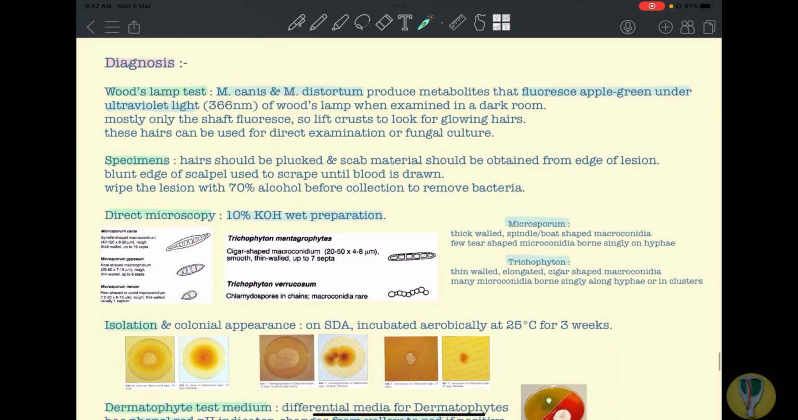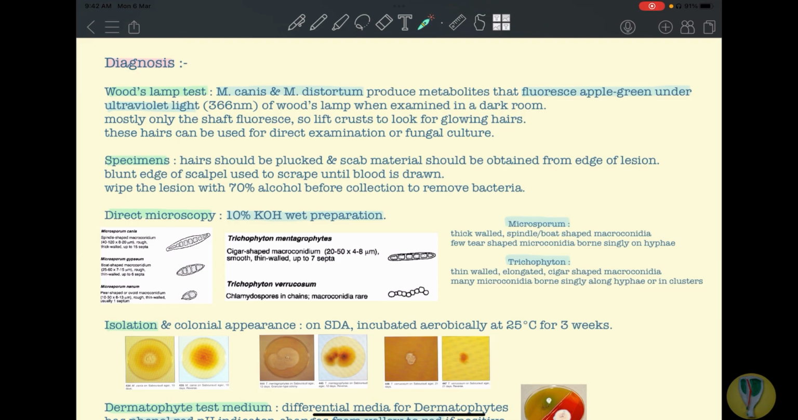Then diagnosis. So the primary diagnosis for dermatophytosis is the Wood's lamp test. Here, M. canis and M. distortum will produce metabolites like pteridine, and they will fluoresce apple green under the ultraviolet light. So Wood's lamp is a device that emits filtered ultraviolet light.